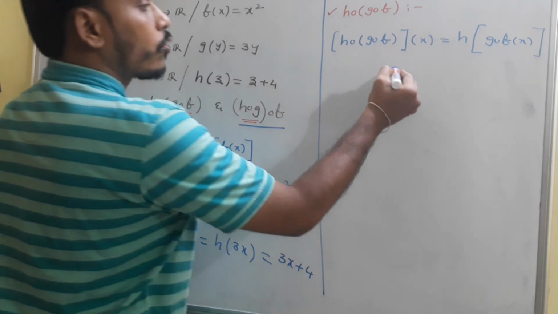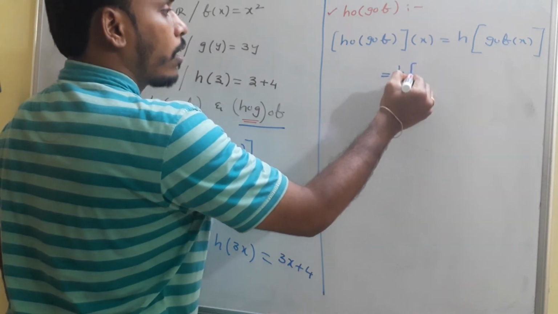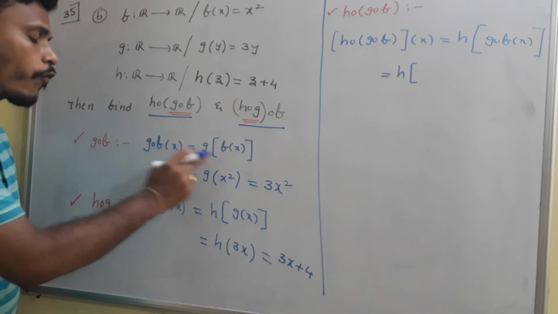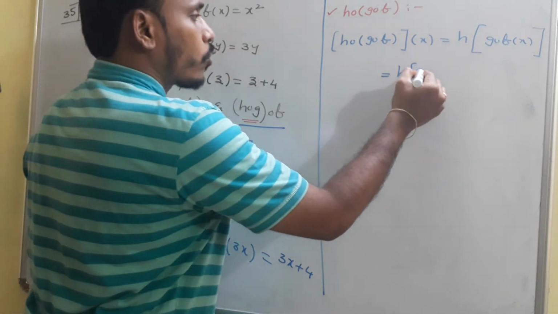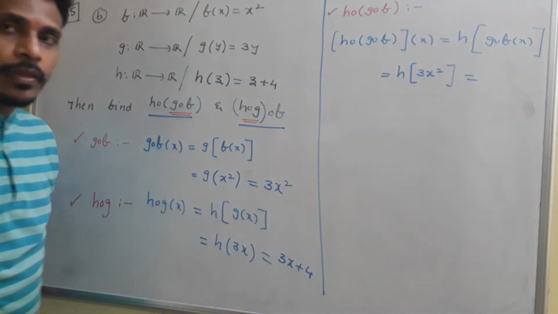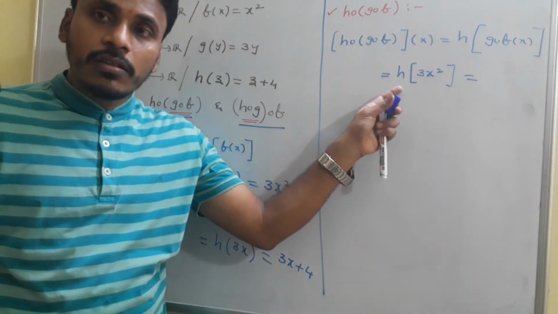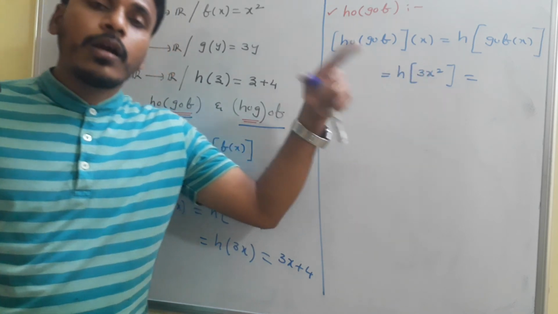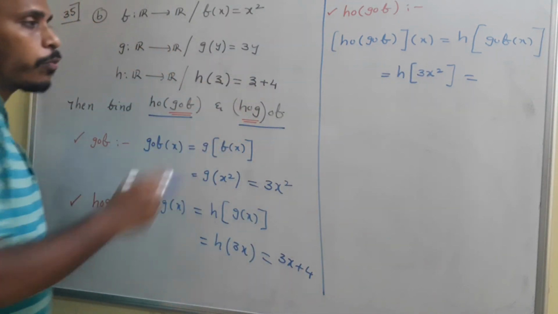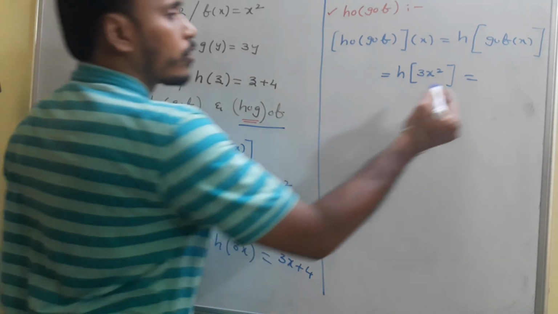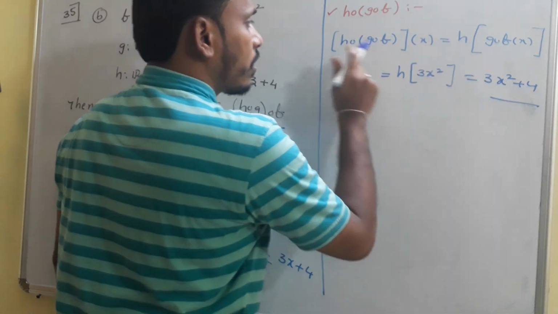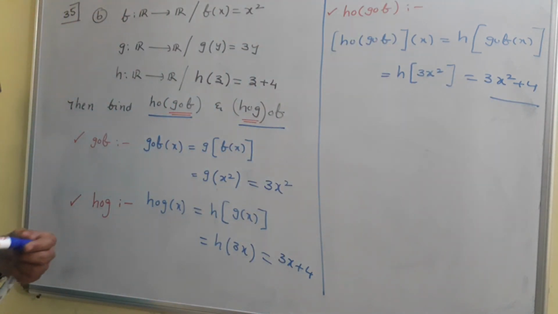So this is equal to h of, what to say about g circle f of x? See, g circle f of x, we found it as 3x square. So right here 3x square. h of 3x square. Now for the function h, the input is 3x square. What to say about the output? For the function h, to get the output, we need to add 4 to the input. So this is equal to 3x square plus 4. This is h circle of g circle f of x.